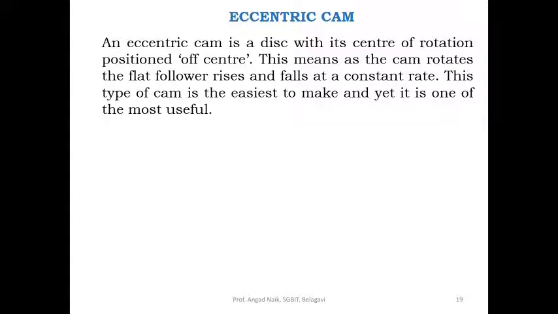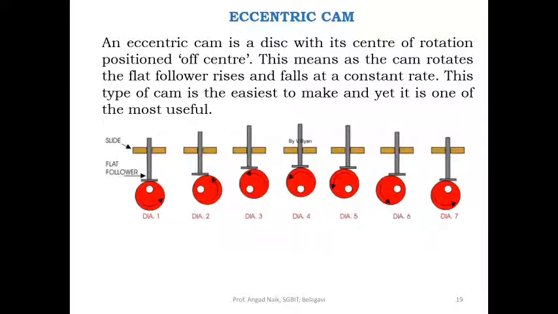The name itself says that it is away from the center, so the eccentric cam. An eccentric cam is a disc with its center of rotation positioned off center. This means the cam rotates and the flat follower rises and falls at a constant rate. This type of cam is easiest to make, and it is one of the most useful. So you can see this in the figure.